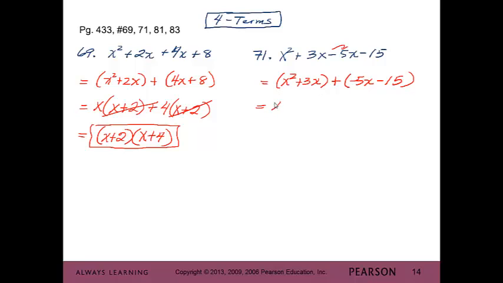GCF for the first group is x, and I'm left with x plus 3. And then GCF for the second group, well, remember, our first term cannot be negative. Therefore, I see a negative, so I know to take out the negative. And then between 5 and 15, the number that will divide both of them is 5. And I should be left with x plus 3. Our parentheses look exactly the same, so I'm going to factor out the x plus 3. Open another parentheses, and who's on the outside? x plus negative 5, or you can write it as x minus 5.